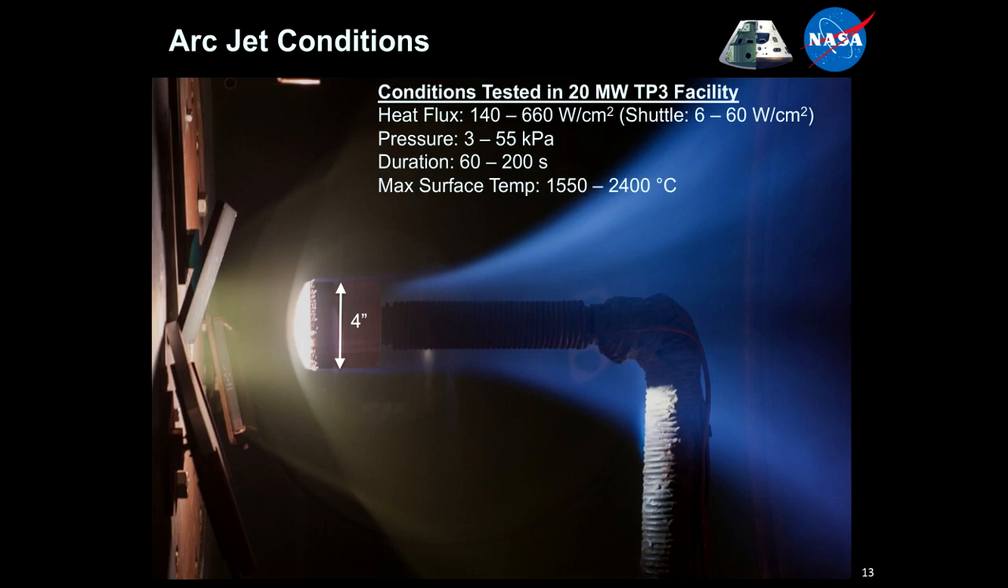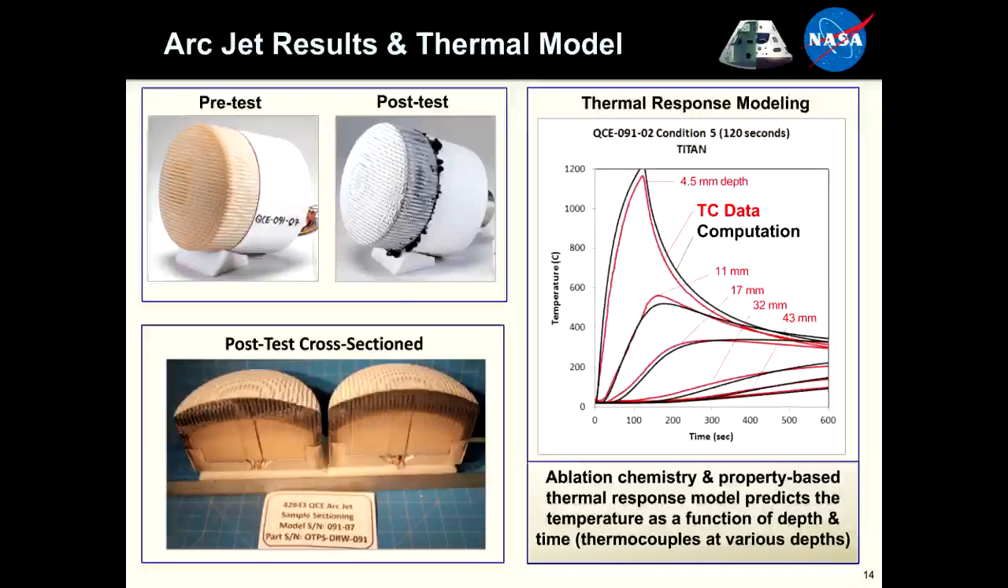We tested at relevant pressures, durations of up to 200 seconds, and then our maximum surface temperatures were anywhere from 1500 to 2400 degrees Celsius. And again, that's at the very surface here. The left side of the article, just a couple of inches underneath that, we're down at about 200 degrees Celsius. So very, very significant temperature gradient across this material. Again, I'll show a video towards the end of the session today.